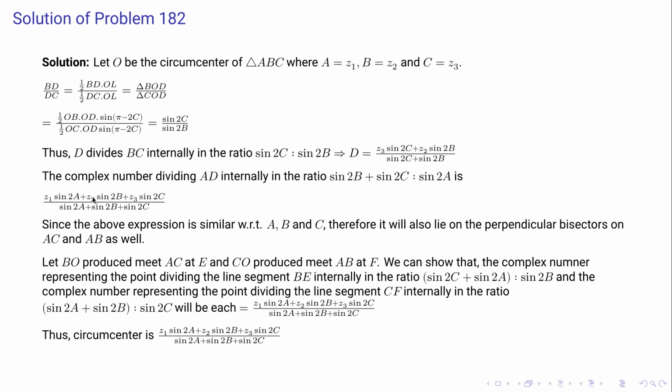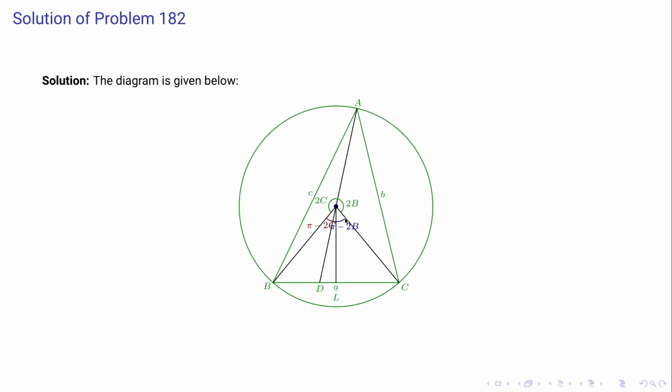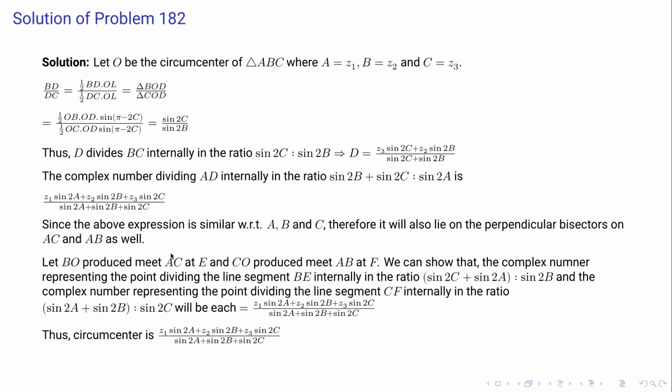Now this is symmetrical with respect to A, B, C. So the other bisectors, that is, other straight lines from BO and CO if we produce them further, we will have a similar formula. They will divide the other sides in the ratios sine 2C plus sine 2A is to sine 2B, and sine 2A plus sine 2B is to sine 2C. And thus each time we will arrive at the same formula, and the formula for circumcenter is derived.